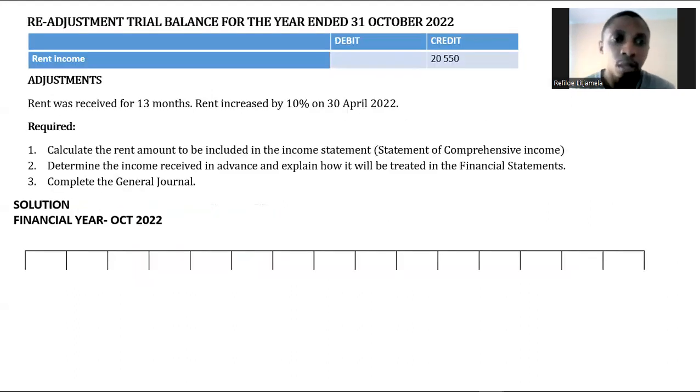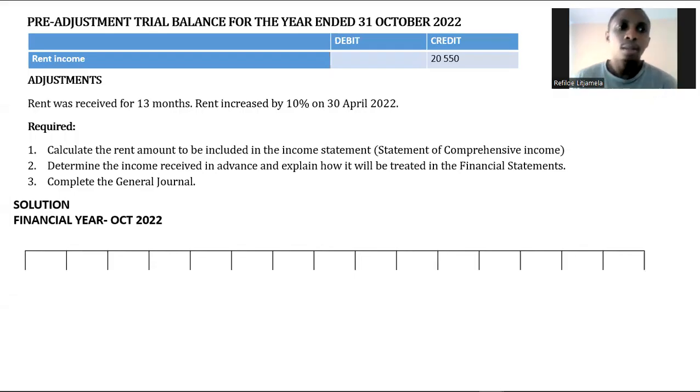Let us look at this example, a continuation from the previous videos. Please note that an amount that you are given in a pre-adjustment trial balance represents an amount of rent that has been received. In this case, we've got rent income, which is 20,550. That 20,550 represents rent that we have received for the entire year. Under adjustment, they just said to you rent was received for 13 months. Rent increased by 10% on the 30th of April 2022.